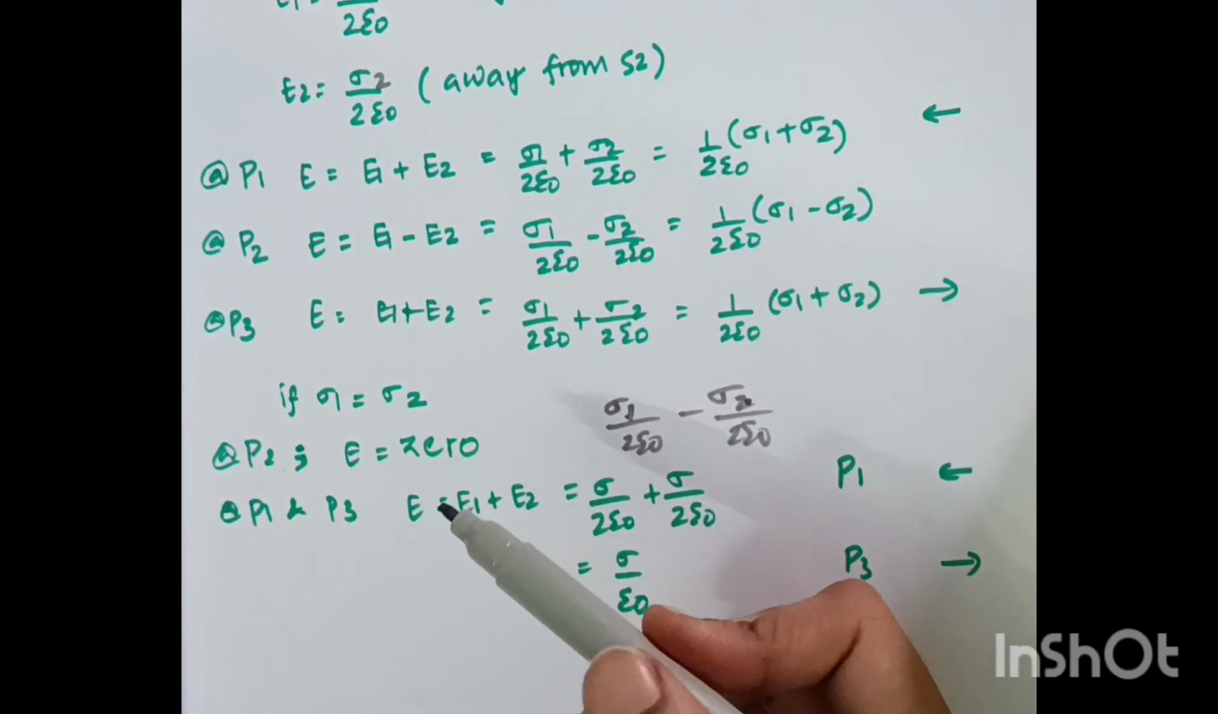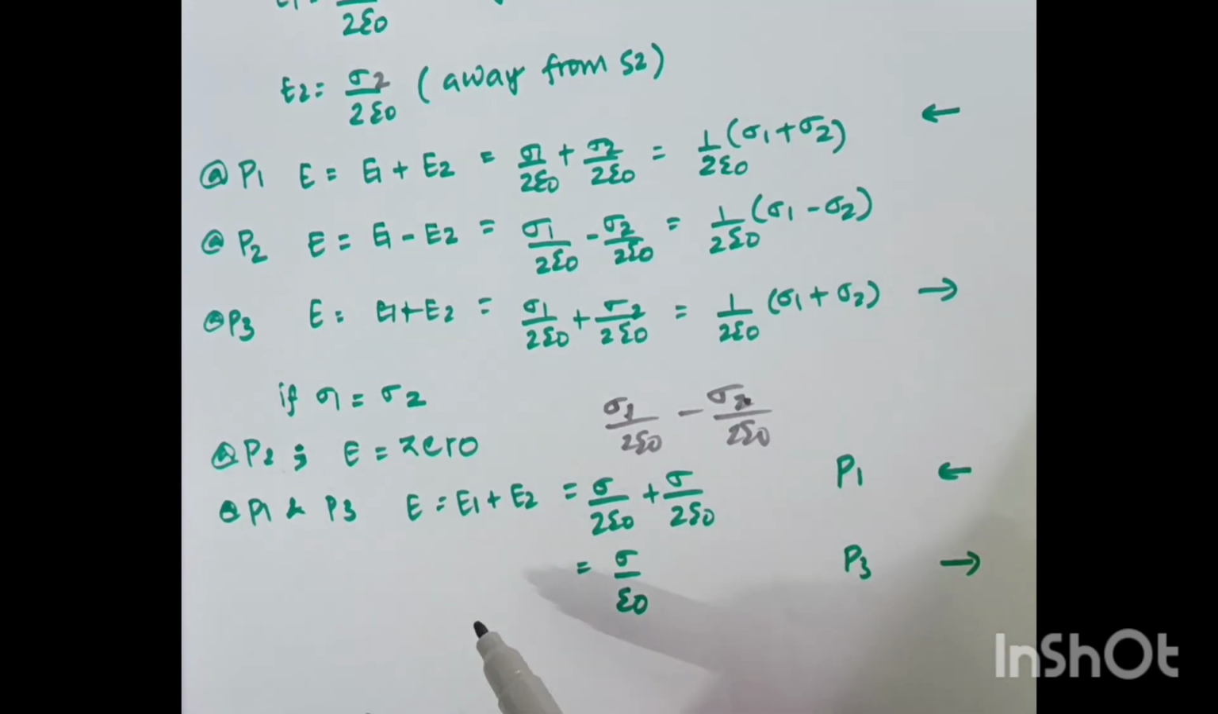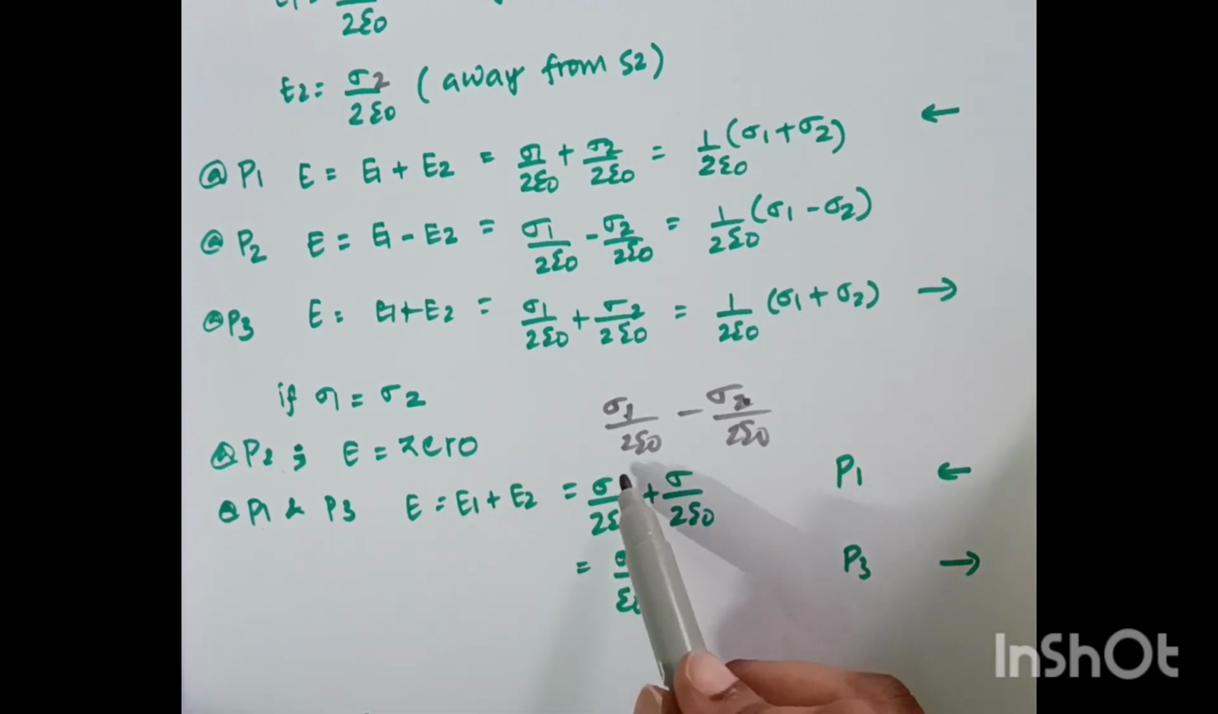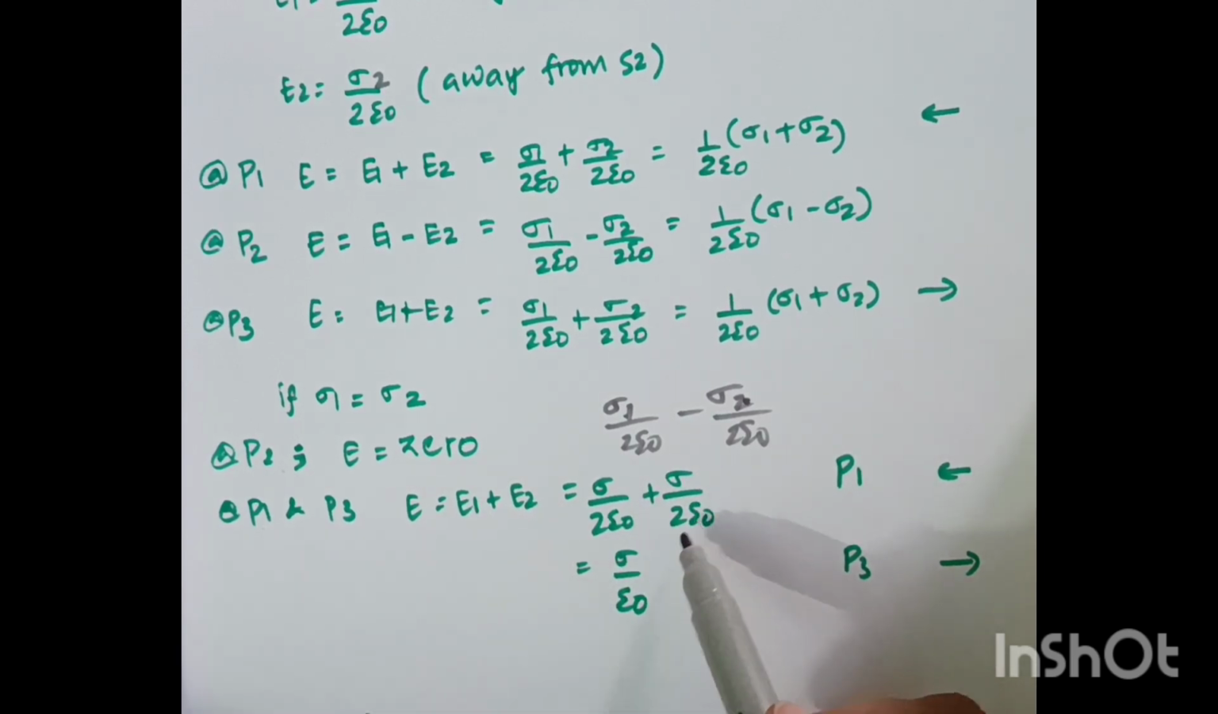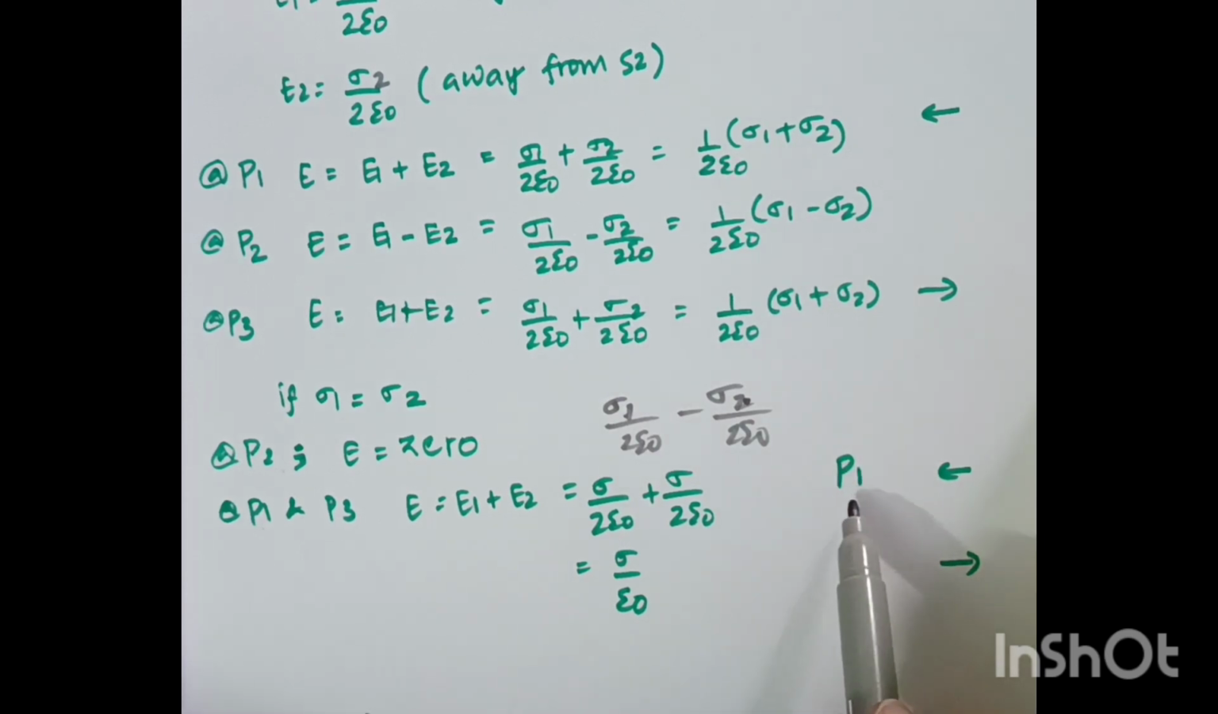Or what can we say? At any point in between the sheets, the electric field will be 0. If we take points P1 and P3, the case is the same: E equals E1 plus E2, that is sigma by 2 epsilon naught plus sigma by 2 epsilon naught, which equals sigma by epsilon naught. For points P1 and P3, the directions are the same as in the previous case. There is no change in the direction. So please note this.